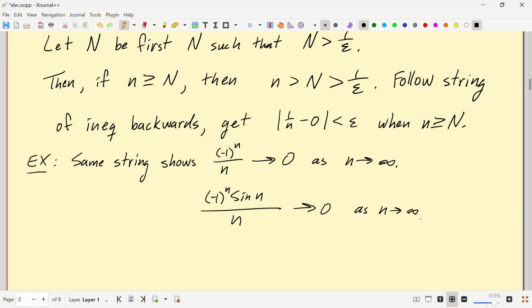And that's because the sine function is always between minus 1 and plus 1. So I'll say, why is that true? When I do the estimates like I did above, the absolute value of minus 1 to the n sine of n would be the absolute value of sine of n, and that would be less than or equal to 1 because the sine function wiggles up and down between plus 1 and minus 1.